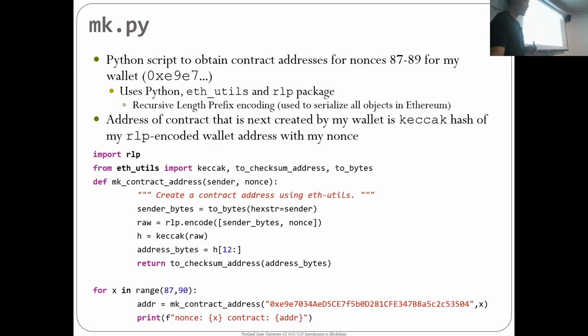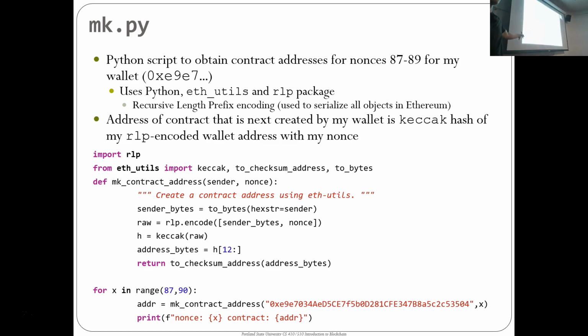In this case, I have a loop at the bottom that says for nonces 87 through 90 of my wallet, this is my wallet address, for the particular nonce x, which is my loop variable, print out what this returns, the make contract address. And this will be the contract on the blockchain that gets created with this particular nonce.